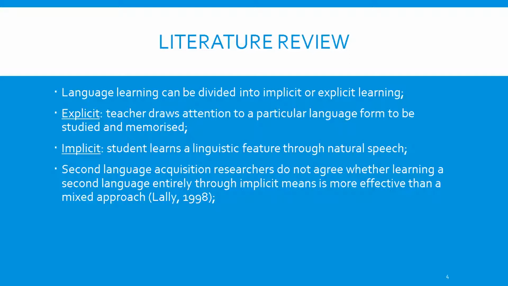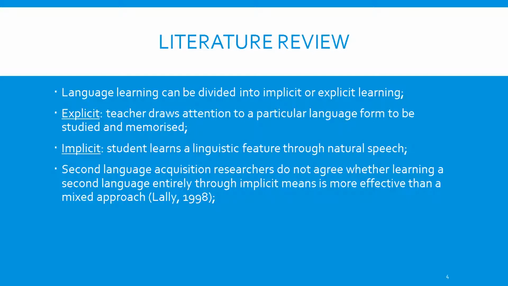That contrasts with implicit learning, which is much more organic. You typically don't have a teacher that's intentionally teaching a very specific feature. So usually the student will just be learning through natural speech. They'll just have a conversation with someone and they'll notice a new word they don't know, but they learn what it means from the context. So that would be implicit learning.